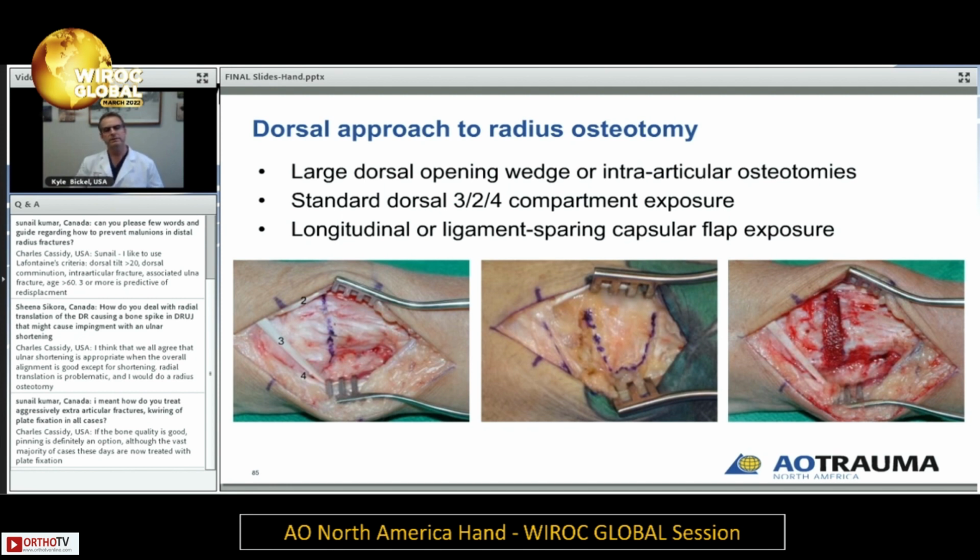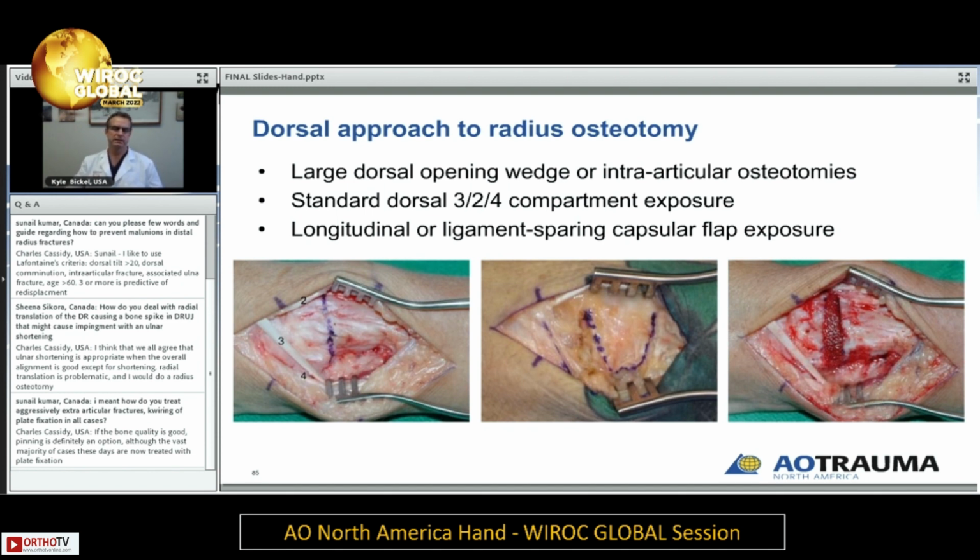And the dorsal approach is the standard approach we use for dorsal exposure to the wrist and the distal radius. It's between the second, third, and fourth compartments, mobilizing the third and then elevating the second and fourth. The compartments are labeled to the left. And then I like to use a ligament-sparing dorsal capsular flap as depicted in that central image.